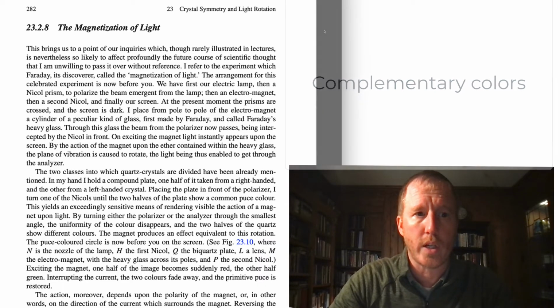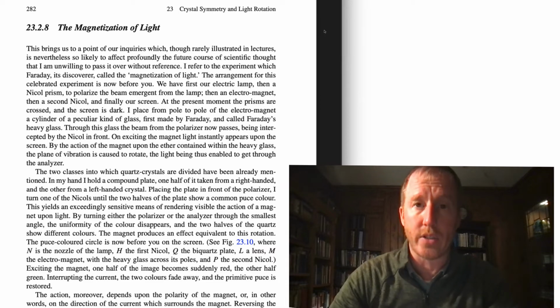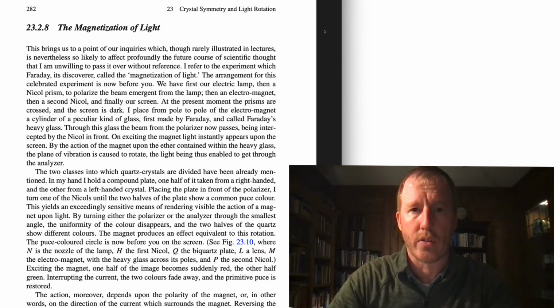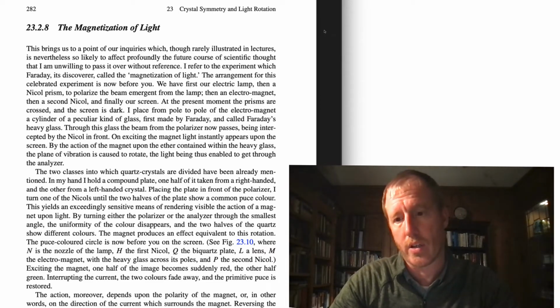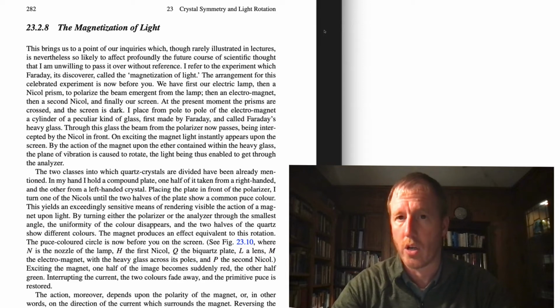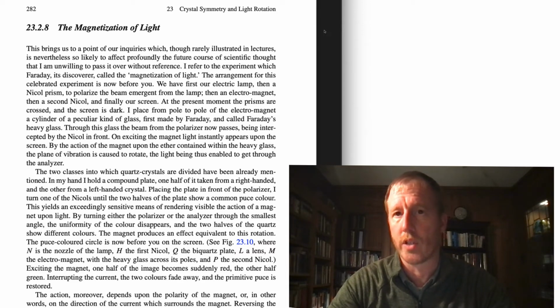Section number 23.2.8 is on the magnetization of light, and I want to say a few things about this. This is a fascinating experiment that Tyndall is relaying to us, and he's talking about an experiment that was originally done by Michael Faraday. Now, next week, we're going to talk in some length about the work of Michael Faraday. He was a scientist who lived and worked in England. He was, I think, a Scottish scientist.